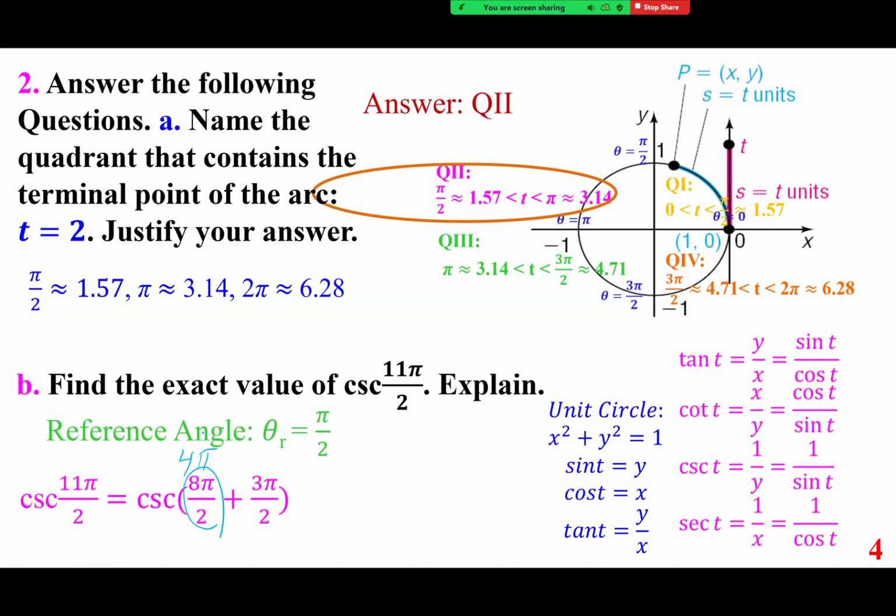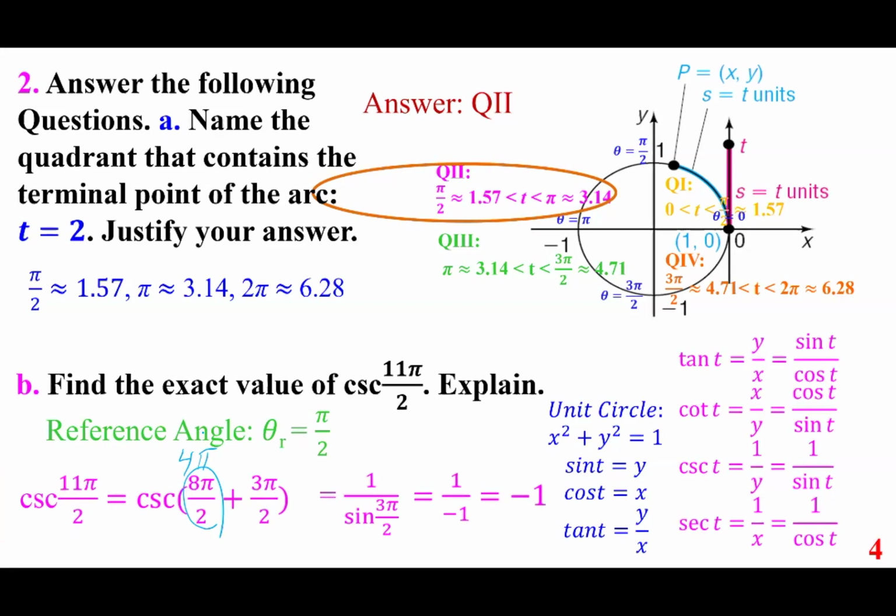And when it comes to cosecant and secant, just go to the respective reciprocal. So cosecant is 1 over sine. So it's the same as 1 over sine of 3 pi over 2. And you should know the sine of 3 pi over 2 is negative 1. So 1 over that is negative 1. So that's easy to figure out.